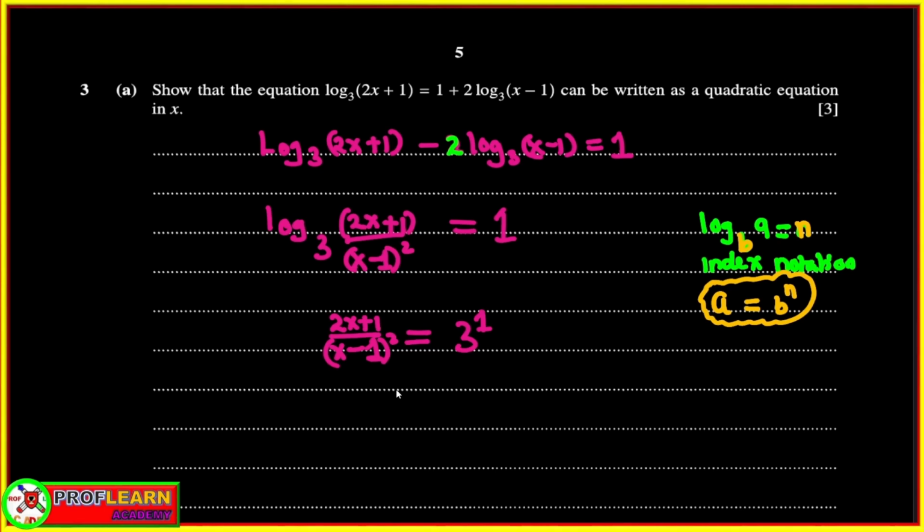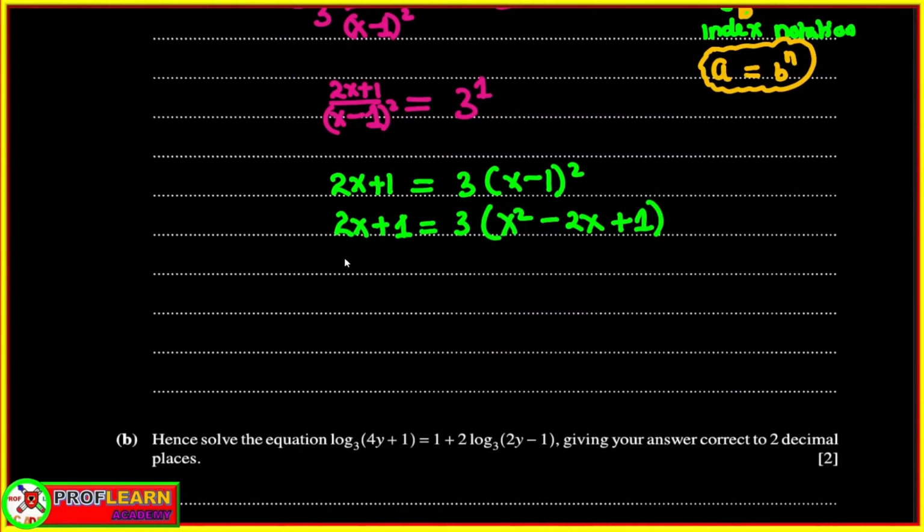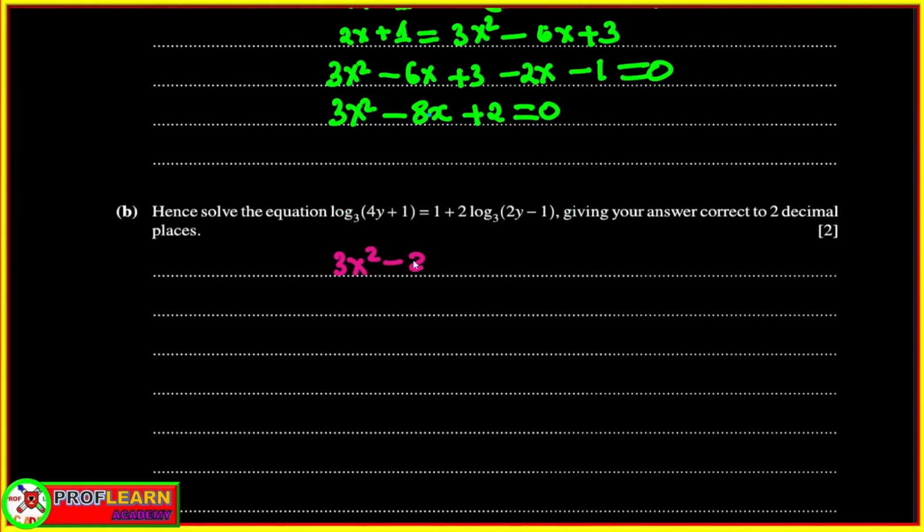And now at this particular point, I can multiply the denominator both sides, and this is going to beautifully reduce to that, whereby we're going to expand this, and we have a quadratic equation where we distribute 3 inside, and then we rearrange that. We end up having 3x squared minus 8x plus 2 equals 0. Hence, we are supposed to solve this equation, but you need to be careful that here we are having 4y. In the second part, we are having 2y, which was not the case in the first part.